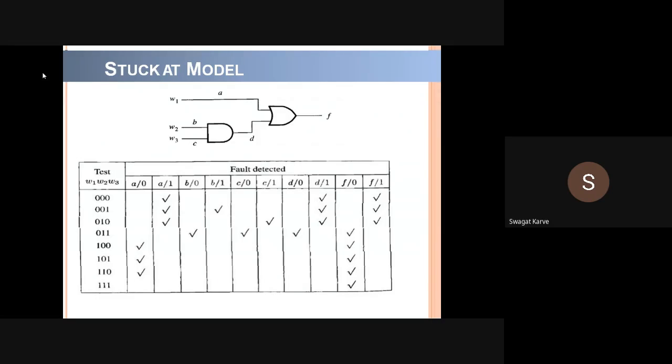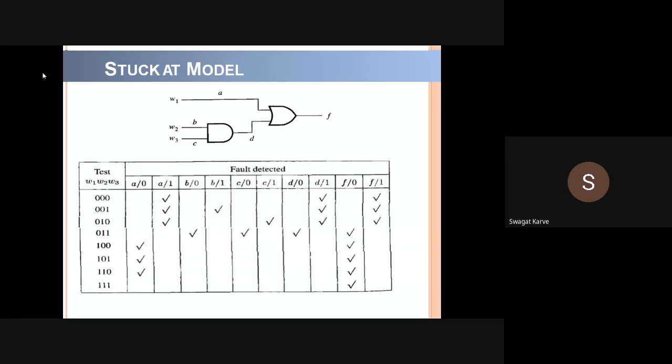Now consider the example. If the D wire is connected to logic 0, meaning you have permanently connected it to ground, which fault will get detected? When you are applying the 0-1-1 test to that particular model, for W2 and W3 it is 1 and 1, that is 1 ANDed with 1. What output are you expecting? 0, right? Output you are expecting is 0.